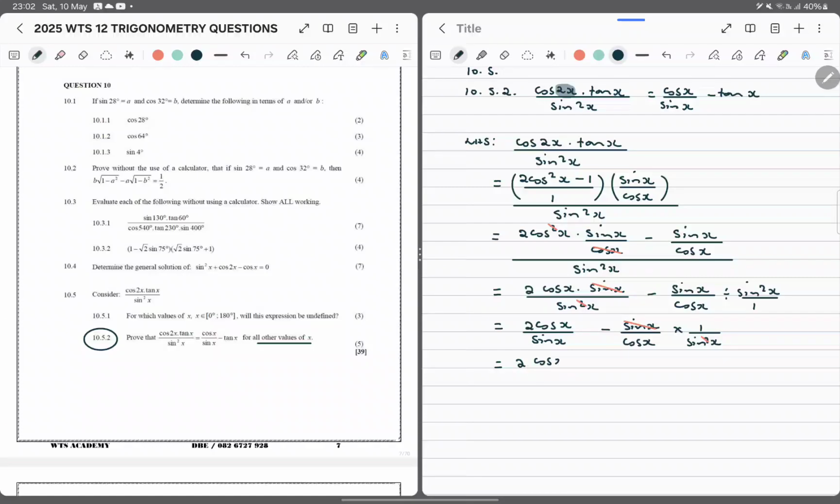This is 2 cos x over sine x minus 1 over cos x sine x. Hey, how many marks was this?